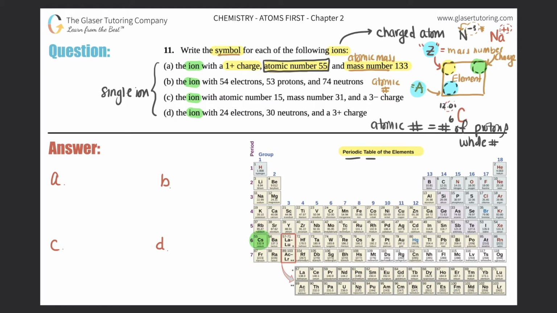And you should come down to, let's see, right here. You see? This one has a 55. And that's the whole number. So this A would be cesium. So I'm going to just say Cs.